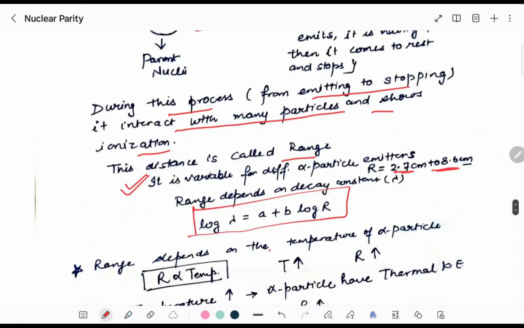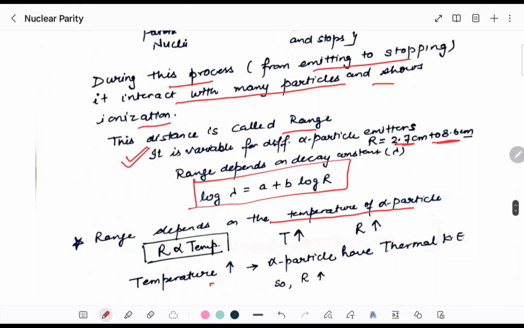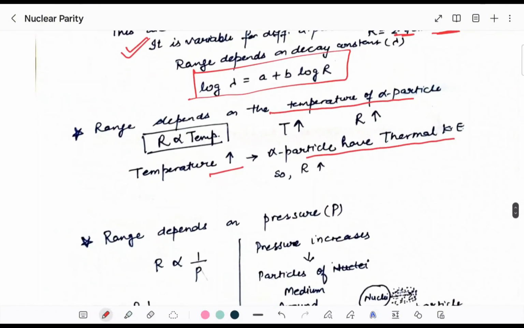Now range depends also on the temperature of the alpha particle. The higher the temperature, the higher the range of the alpha particle. As the temperature increases, the alpha particle has more thermal kinetic energy, so the range of the particle becomes higher. Range also depends upon the pressure. As the pressure increases, range starts decreasing.